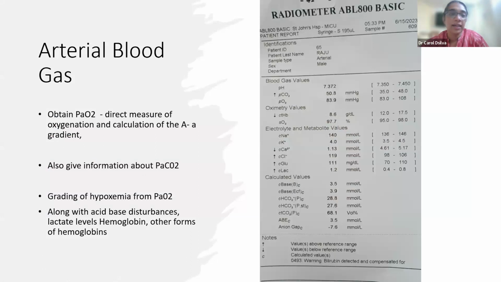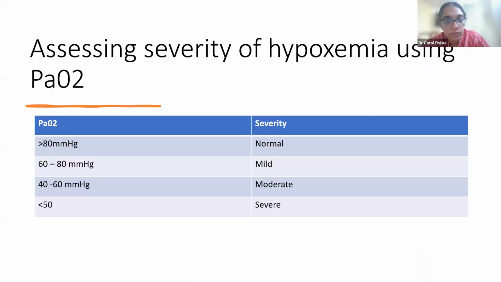You can also grade the hypoxemia, because in a pulse oximeter, unless it falls below 90, you're really not going to know how severe your hypoxemia is. That's not the case with an ABG. You also get other information like acid-base disturbance, and so on and so forth.